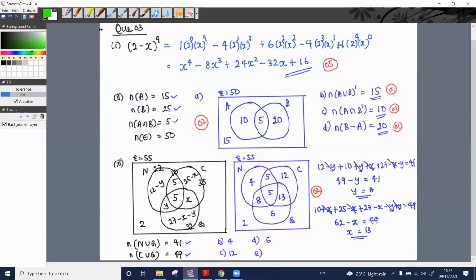5 plus 5 plus 13 plus 8. 5 plus 5 is 10. 10 plus 8 is 18. 18 plus 13 is 31. 31 should be the answer. So if you got this one correct, give 2 marks. For this answer another 2 marks, and for this one 2 marks.